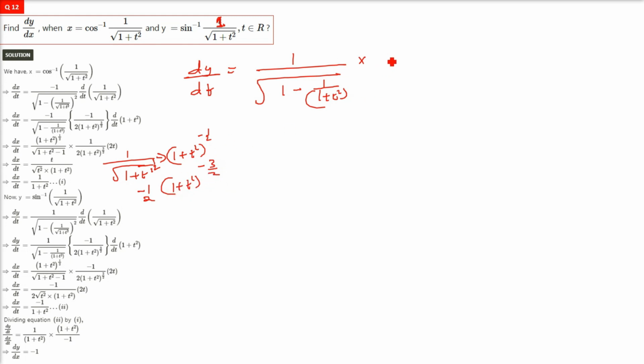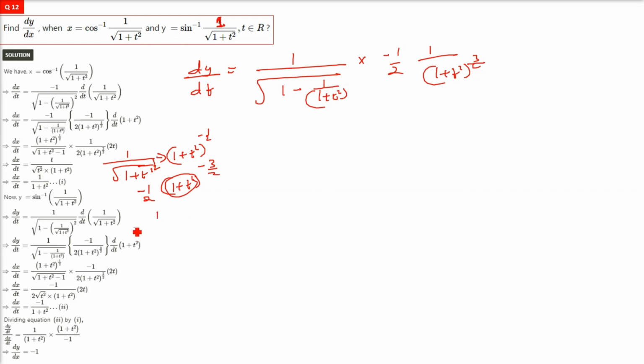So now let me just write like this. Minus half, (1 plus t square) to the power minus 3 by 2. I am taking this negative 3 by 2 to the denominator: (1 plus t square) to the power 3 by 2. Okay. Now let us do this one.